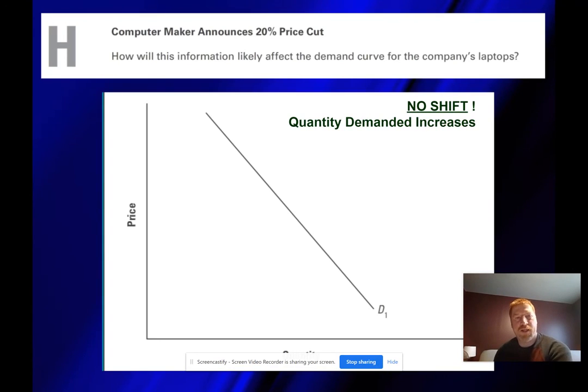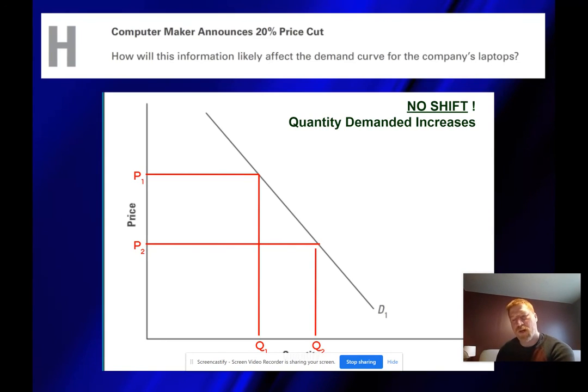Then the last one is a computer maker announces a 20% price cut. So it's just the price changing. If it's just the price, remember, of that product, which is talking about laptops, then it's just a movement on the curve. So maybe the price was kind of higher here, and then there's their quantity. And as the price gets lower, more people are willing to buy it. So the quantity demanded increases. And then that's just a movement on the curve, as you can see.